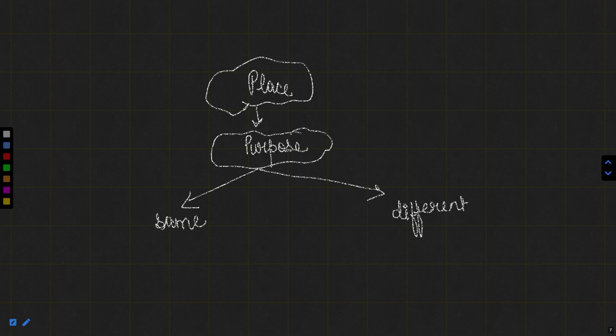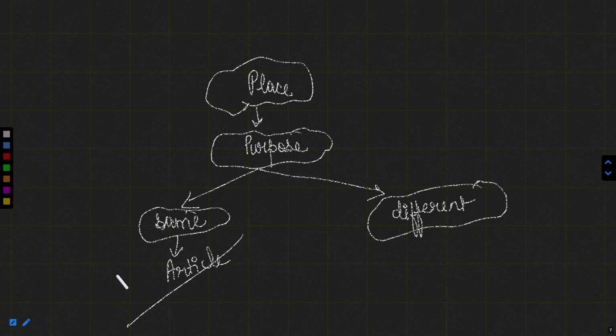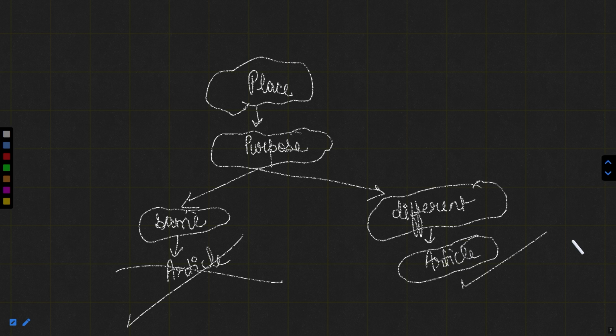Okay. Now, if we have taken the name of a place and it is used for the same purpose for which it has been made, okay, there we need not use any article. Okay, there we need not use any kind of article. But if the purpose of taking that name is different, we need to take an article. Okay, we need to put an article before that. Whether it is definite or indefinite, it depends on the situation.